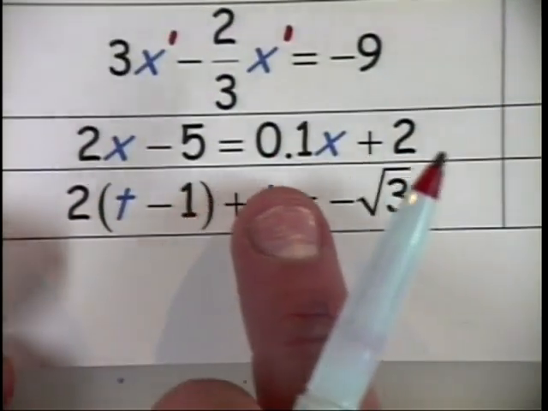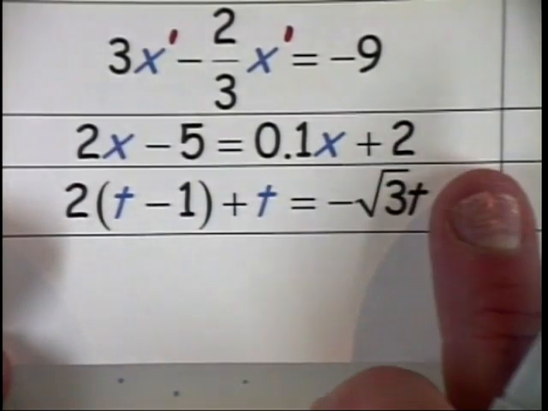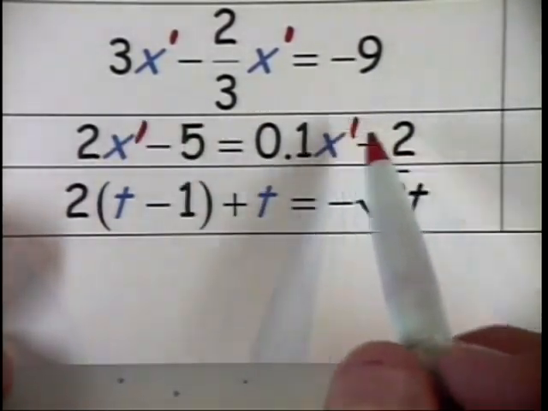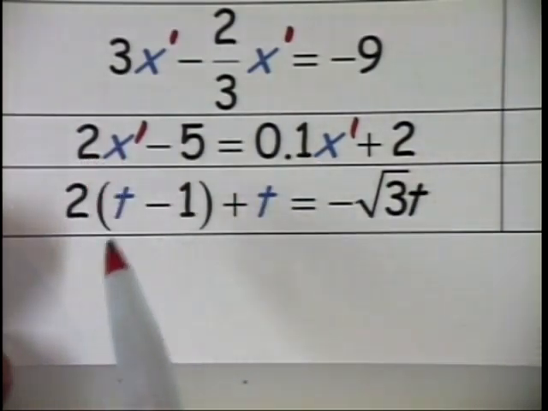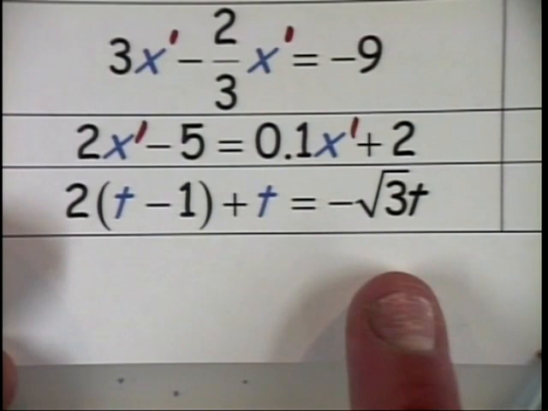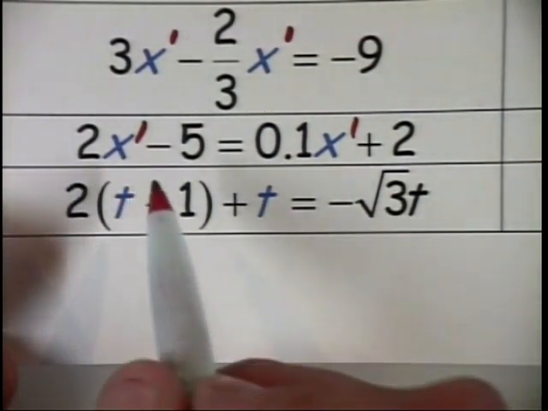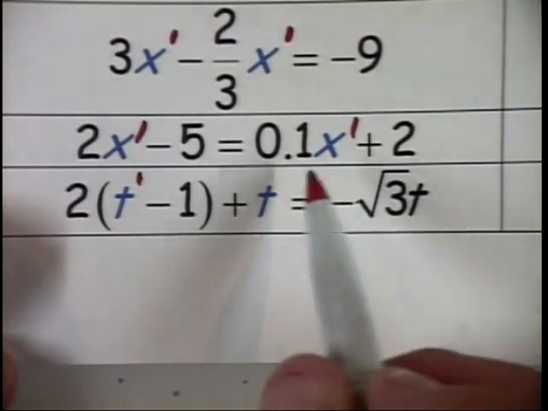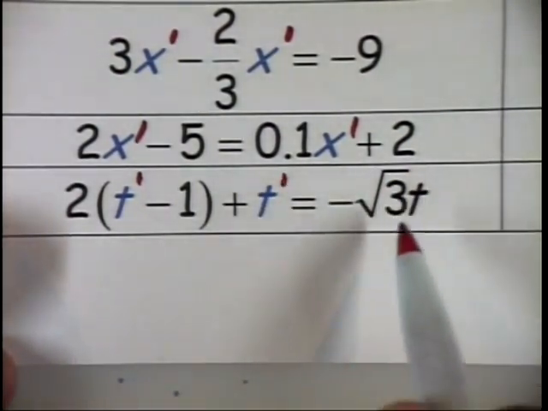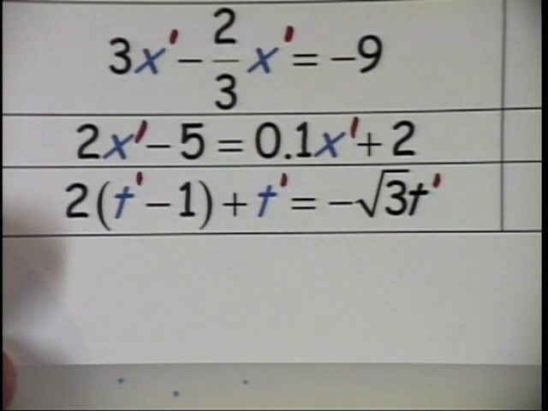This one here, 2x minus 5 equals 1/10, or 0.1x plus 2. That's an x to the first and an x to the first. And when I combine x's on one side, it's still going to be written as x to the first. Now I'm switching variables on you down here. Now I've got a t, but notice that if I did distribute this too, it would still be t to the first plus t to the first. And over here, it's not in blue, but it should be, it's a t to the first.